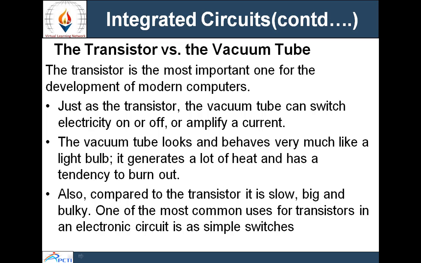Here is the difference, the transistor versus the vacuum tube. The transistor is the most important one for the development of modern computers. Just like the transistor, the vacuum tube can switch electricity on or off or amplify a current. The vacuum tube looks and behaves very much like a light bulb. It generates a lot of heat and has a tendency to burn out. Also, compared to the transistor, it is slow, big and bulky. One of the most common uses for transistors in an electronic circuit is as simple switches.